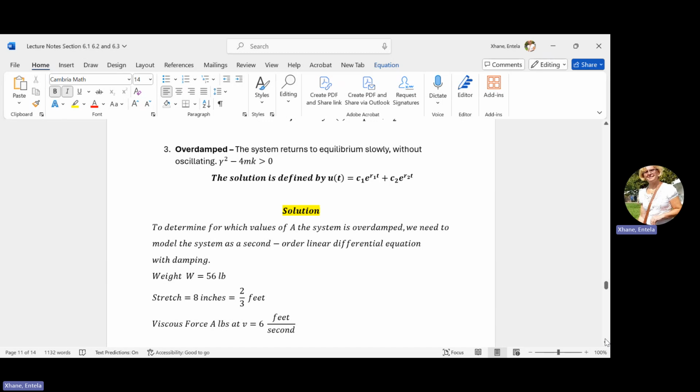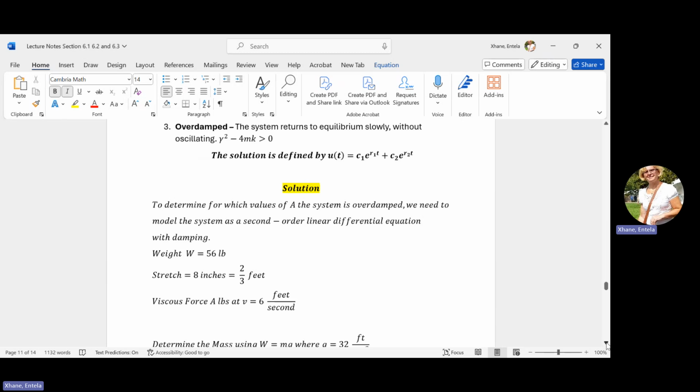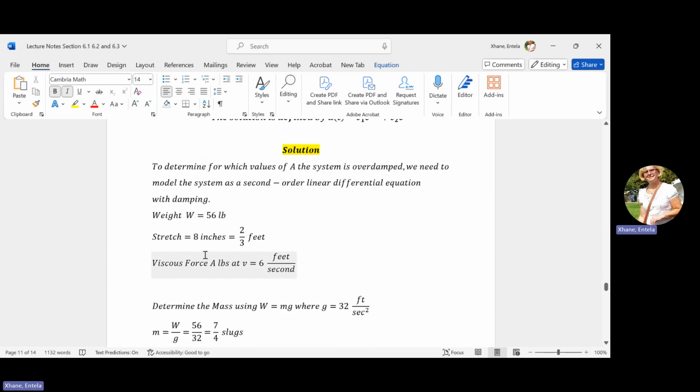We do have a weight of 56 pounds. We do have a stretch of 8 inches. I have to divide 8 by 12 to convert it into feet, which is 2/3 of a foot. And then we have a viscous force, which is A. A is the one that we are going to determine when the velocity is 6 feet per second.